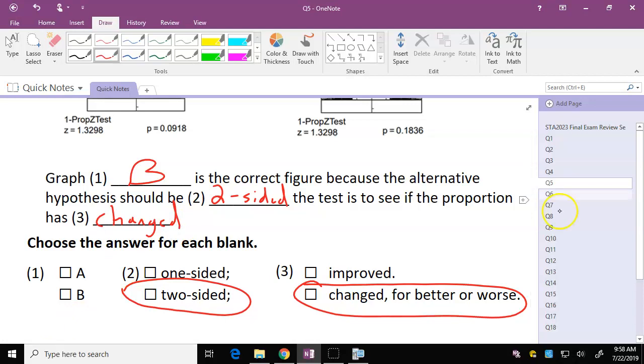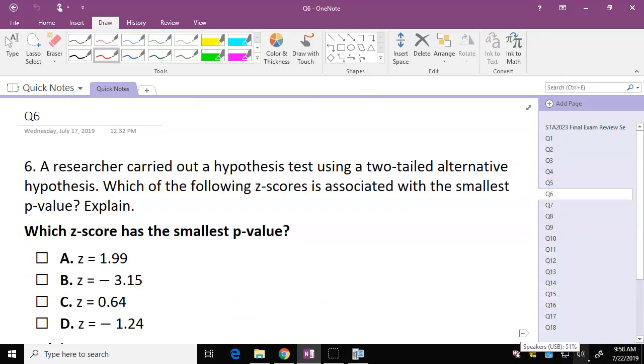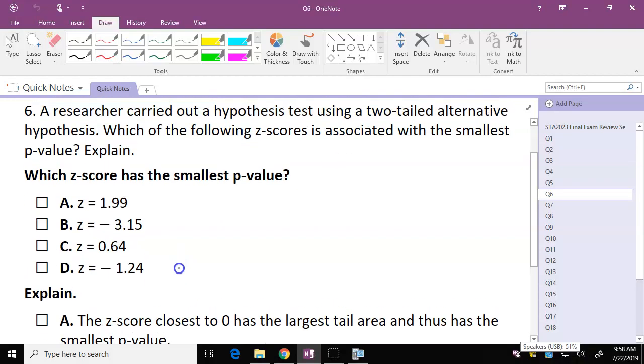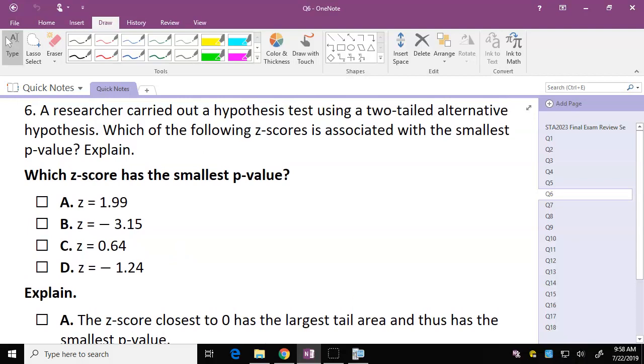Number 6 is coming from 8.3. So they're giving you some z-scores down here used in a two-tailed alternative hypothesis. Okay, they want to know which one will produce the smallest p-value. Okay, sure, Antonio. You got it. Yeah, absolutely.